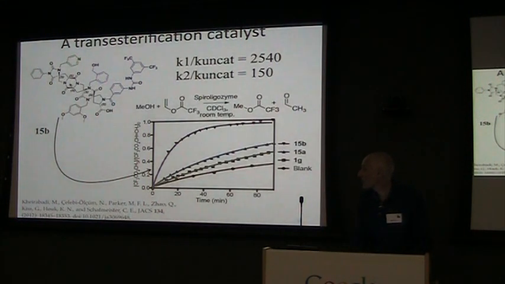So here we've got 3 of our building blocks, and we're presenting a pyridine, a base, an alcohol, and a urea in just the right constellation with the right stereochemistry, the right structure of the rings, everything pointing in the right direction. And when you get everything right, then you throw in methanol and vinyl trifluoroacetate, and this molecule will convert these into this stuff, methyl trifluoroacetate. Okay, it's not a very spectacular catalyst. It only speeds up the reaction about 2,500-fold for the first step and 150-fold the second step. There's two steps to the reaction.